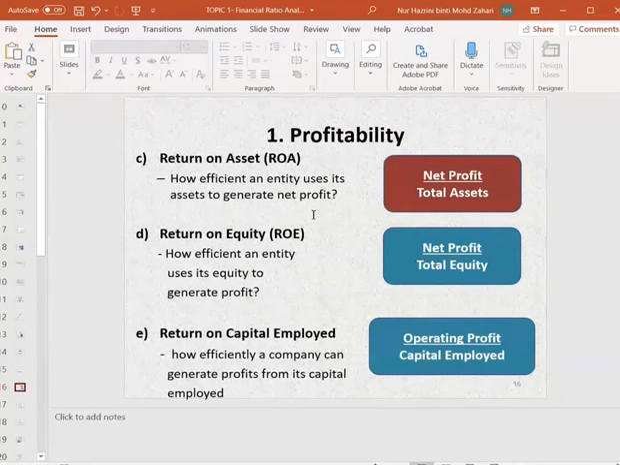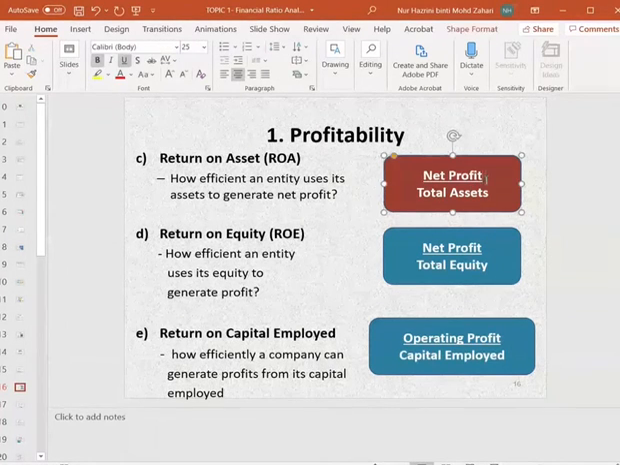Next ratio for profitability, we have return on asset. How to get the return on asset? We need the net profit. Like I said, for every ratio that has net profit, we need the net profit after tax.